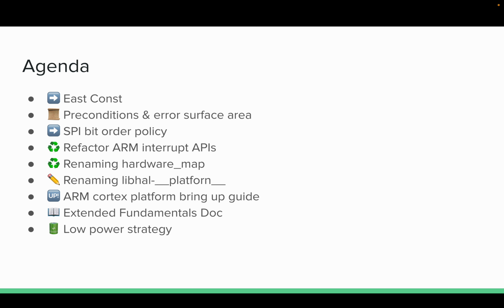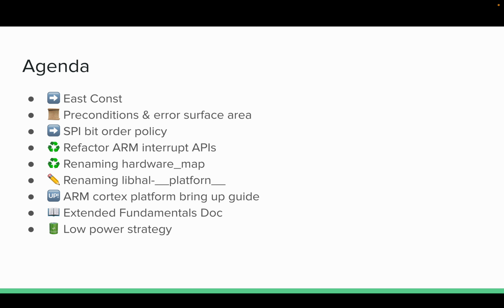All right, so we have quite a few items on the agenda. First, I'm going to talk about EastConst. I'm going to talk about preconditions and error surface area. We're going to go over the SPI bit order policy. I never really defined this before, and now I'm going to define it. I'm going to talk about the refactors of the ARM interrupt API. I'm going to talk about renaming hardware map. I'm renaming it to resource list. We'll talk about that in a sec. Also, another renaming for libhal platform.